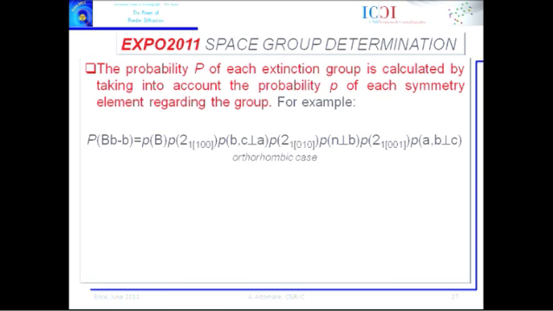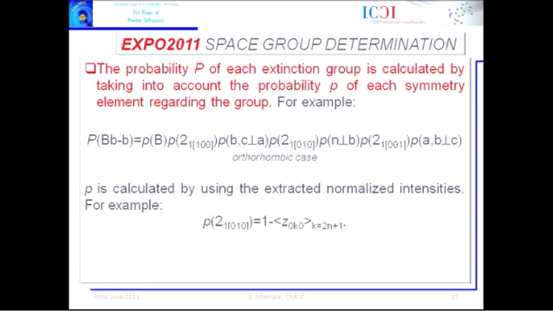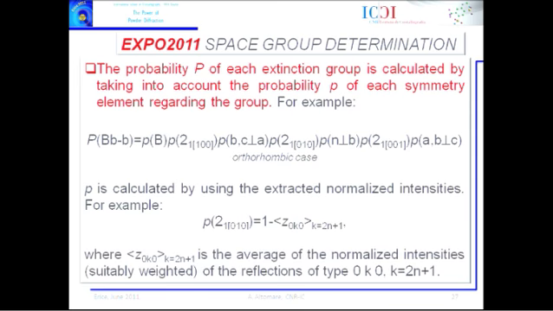Then, the probability associated to each extinction group is calculated. For example, the probability associated to the extinction symbol B b - B is given by this expression, where you see that all the symmetry elements contained in the B b - B extinction group are taken into account. B b - B, of course, is valid in the orthorhombic case. For example, the probability corresponding to the symmetry element 1 along 0, 1, 0 is given by this expression, where this is the average Z value.